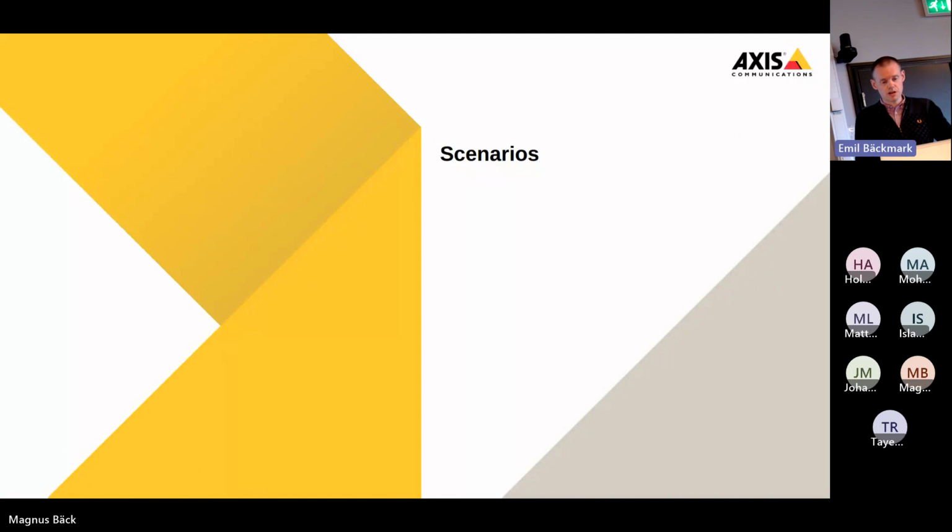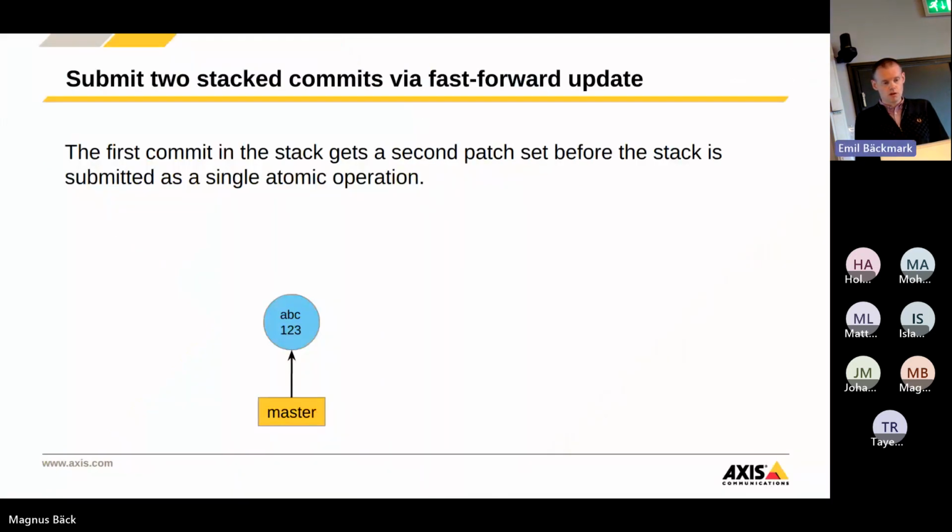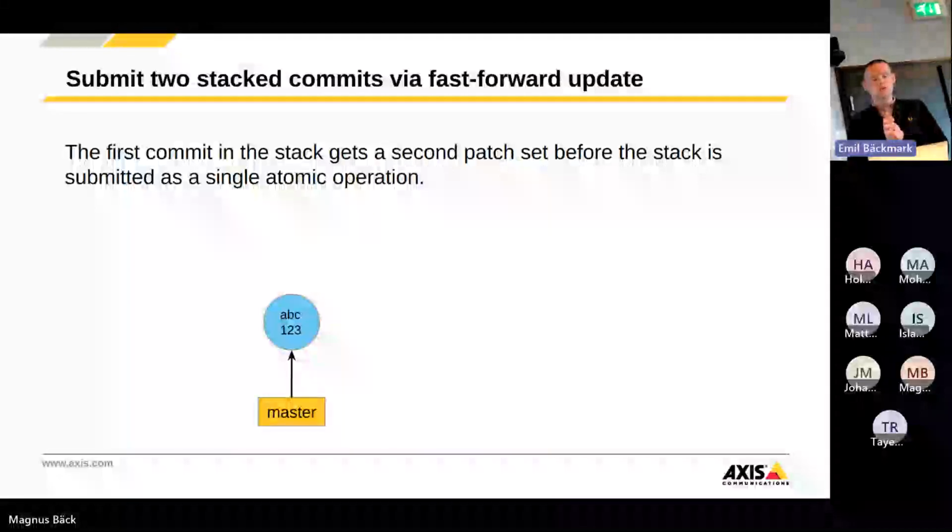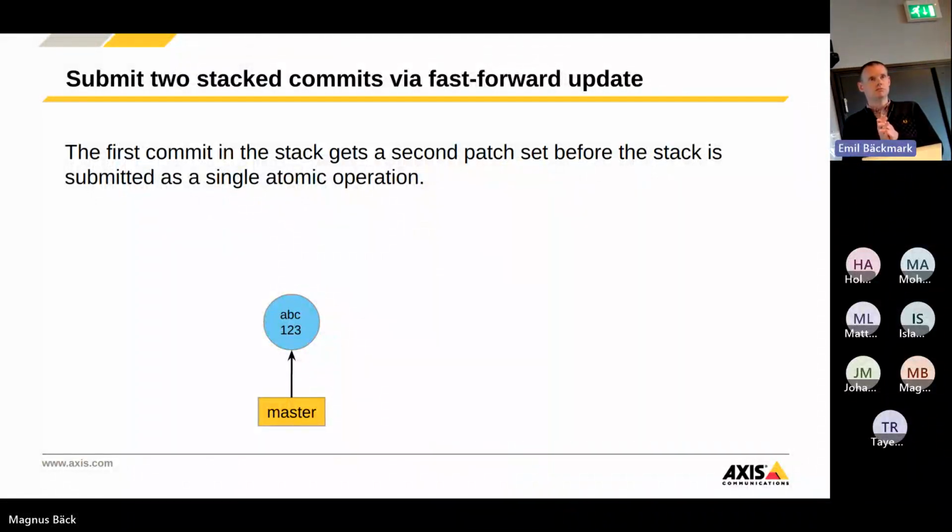So let's look at the scenarios now. The first scenario is pretty simple. We have two stacked commits. In other words, two non-integrated commits that are integrated together, and they are integrated via a fast-forward update.